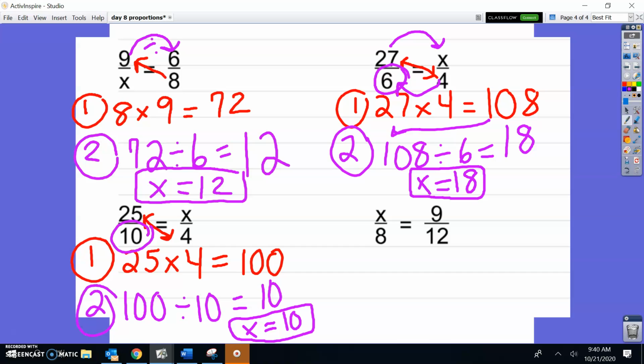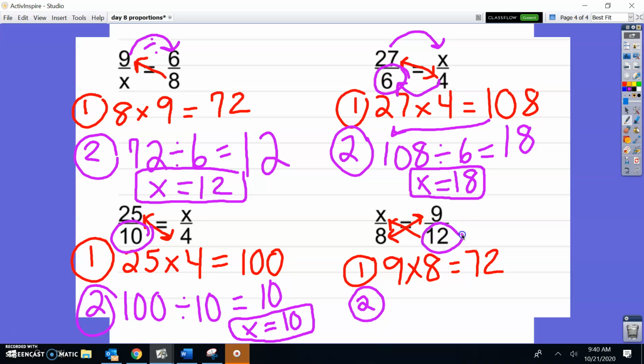Alrighty, and the last question. Cross multiply to begin. We're going to do 9 times 8, because we can't multiply 12 times x. 9 times 8 equals 72. That's my first step. My second step is to divide by the remaining number, which is 12. So I'm going to take 72 divided by 12, which equals 6. I'm not finished yet. I need to make sure I write x equals, and x equals 6.